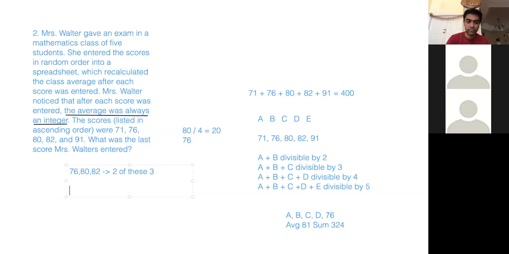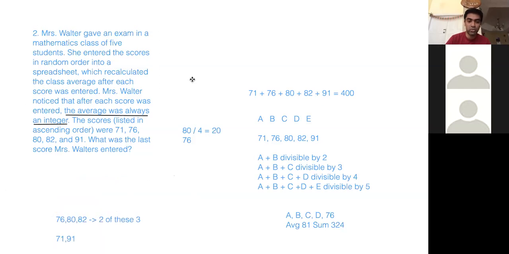And then you could do odd and odd. So you could do even, and then odd and odd. So you could do like 91 plus 71. Good. So these are the 2 possibilities. It could be either 2 of these 3 even numbers, 76, 80, 82, or it could be these 2 odd numbers, 71, 91. Okay, so let's start with the 2 odd numbers. I think we can try that out first.